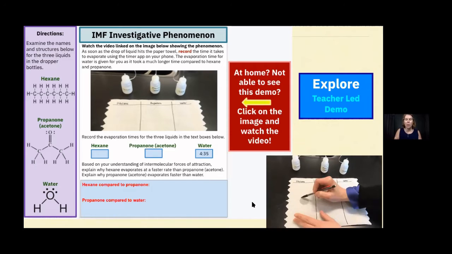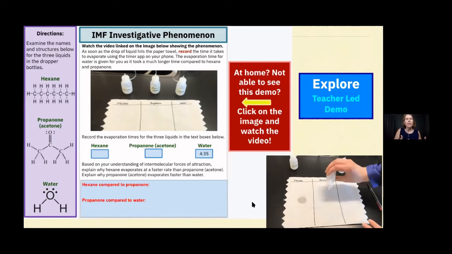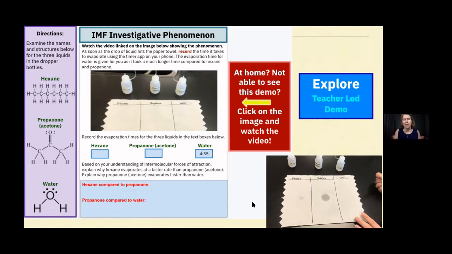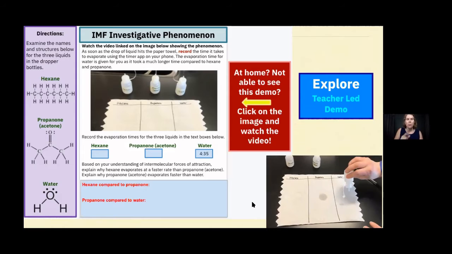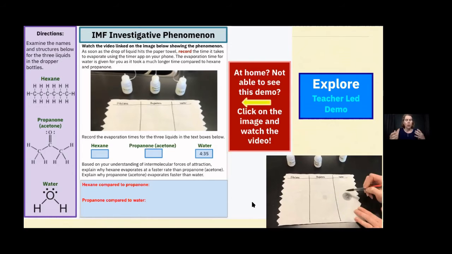And so we were talking about what's going on here. And I gave them the 3 images. If it was a normal year, they would know how to draw hexane and propanone. And obviously they got water. Water's good. Hexane and propanone, they would have already learned how to draw. So if I was changing out this notebook, I would get rid of those images because I would ask them to revisit that. And then we were just comparing the rates of evaporation and discussing why that is.